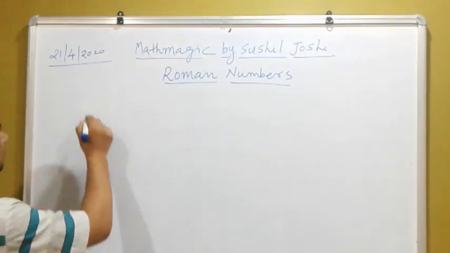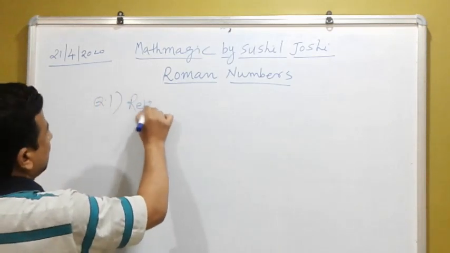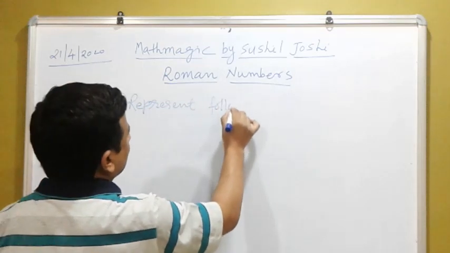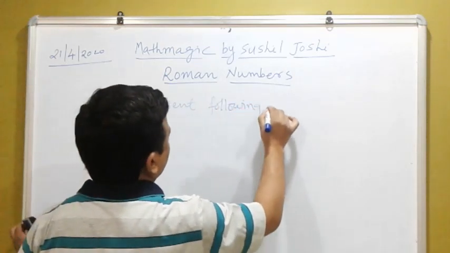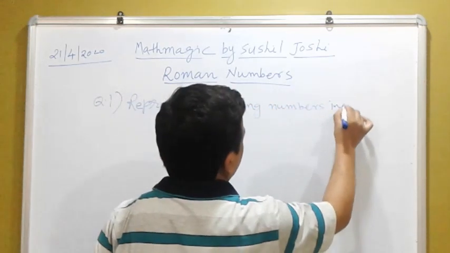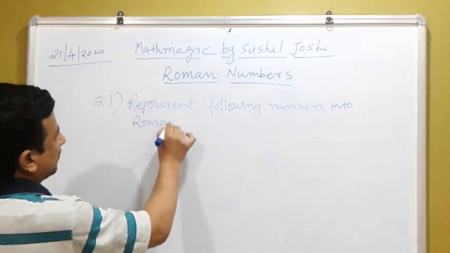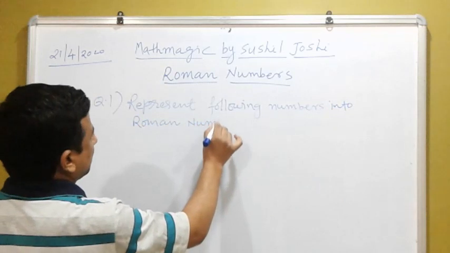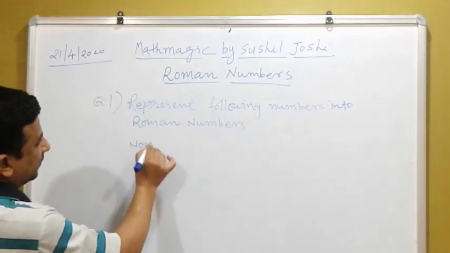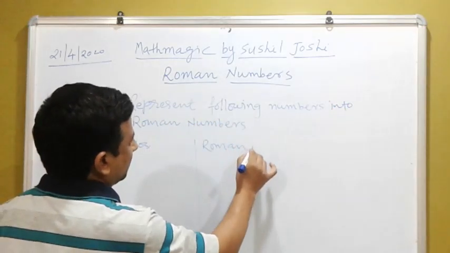Question number 1. Represent the following numbers into Roman numbers.